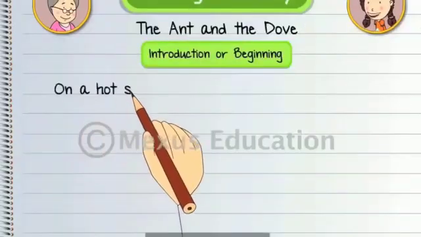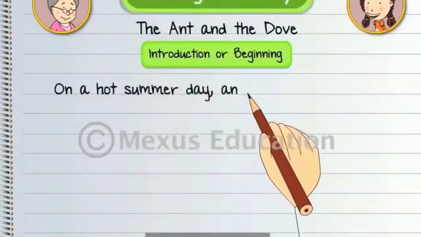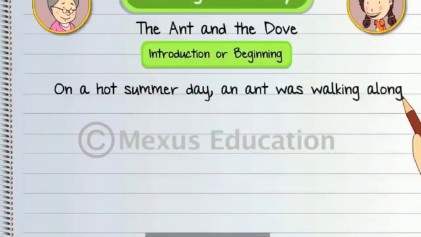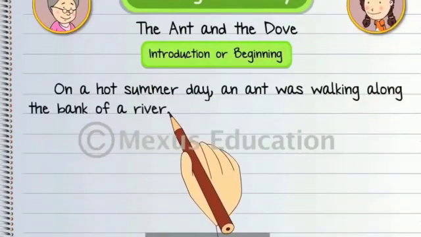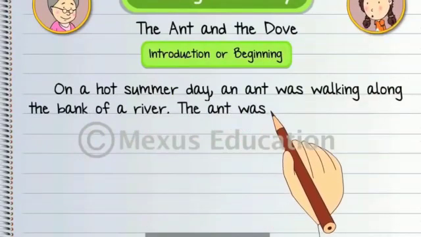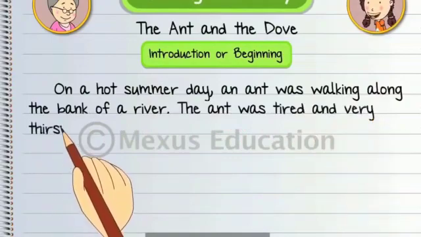So we will start the story with the title. The title of the story here is The Ant and the Dove because the two lead characters of the story are the ant and the dove.